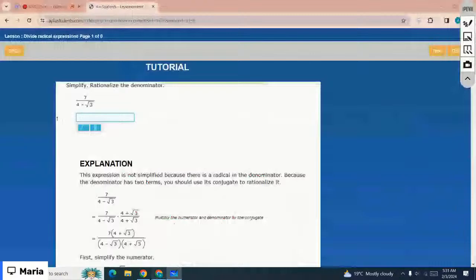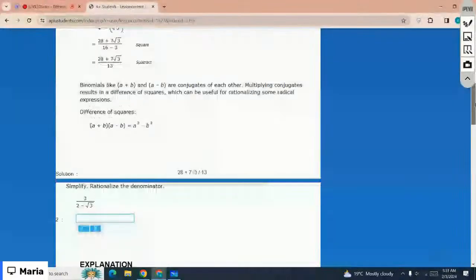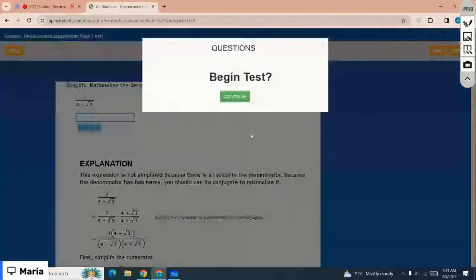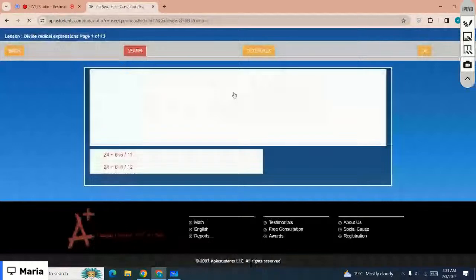Let's just start with the test question. Why do we rationalize? Because we need to remove the radical from the denominator.